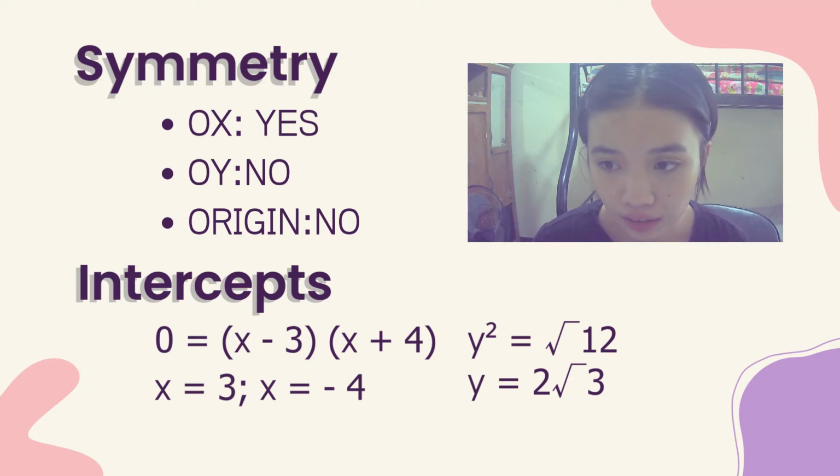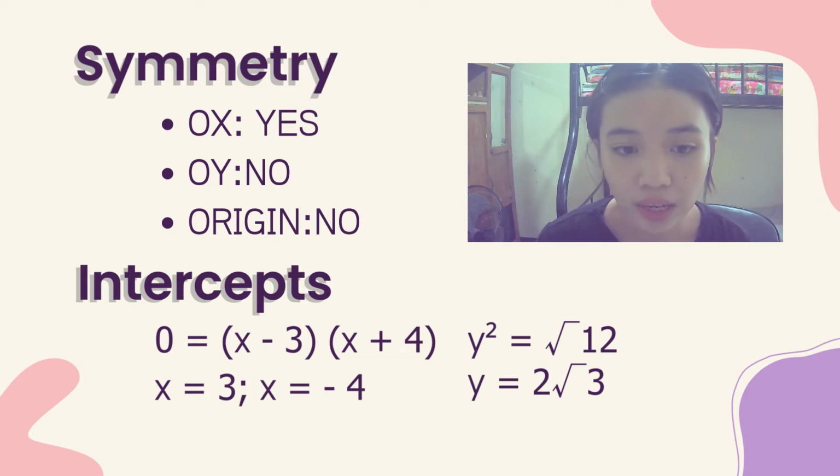On the other hand, the given equation doesn't show symmetry with respect to the y-axis as well as to the origin because there is a change in the equation nung nagpalit tayo ng sign to both x and y values. Now, the next thing that we have to do is to transform the given equation into factored form in order to get the x and y intercepts.